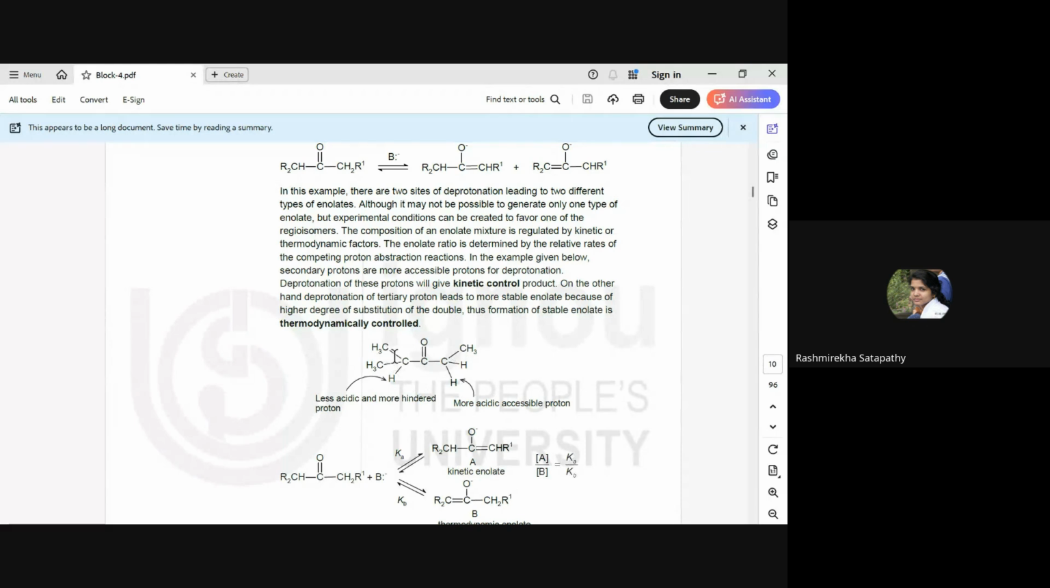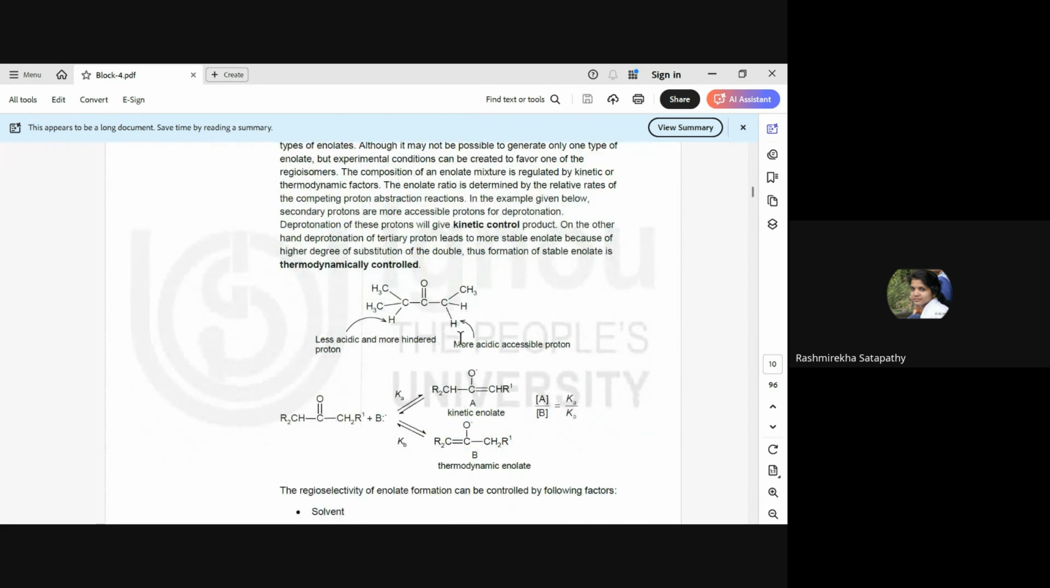You can see here there are two methyl groups and one hydrogen. Here one methyl group and two hydrogens are there. This is the more acidic proton, and this is the less acidic and more hindered proton. This is less acidic because the two methyl groups are hindering, so the base cannot take these protons as easily as this proton. So it is a highly acidic proton and will be removed fast. If it is removed fast, then you can get the kinetic enolate and thermodynamic enolate.